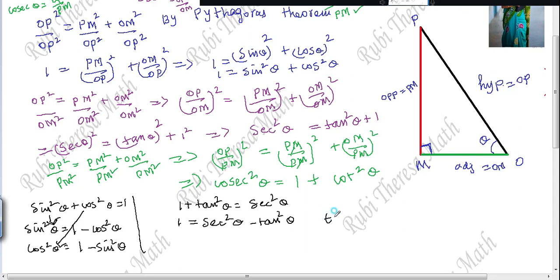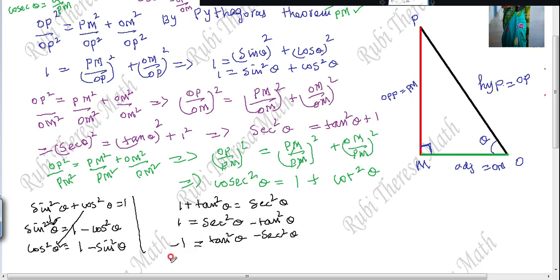But if they give it like this, tan squared theta minus secant squared theta, what is it? Minus 1. So don't be confused with these two. Secant squared theta minus tan squared theta is 1. But tan squared theta minus secant squared theta is minus 1. Just multiply each term by minus, then you will get it: minus 1 equals minus secant squared theta plus tan squared theta. Many students make mistakes in this.